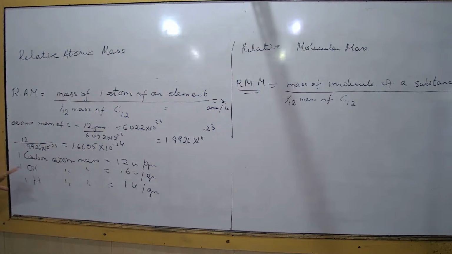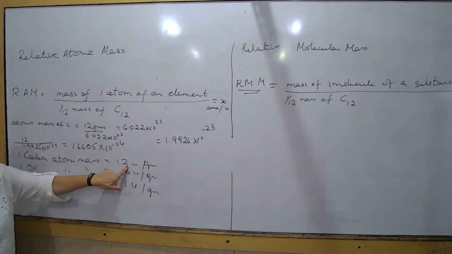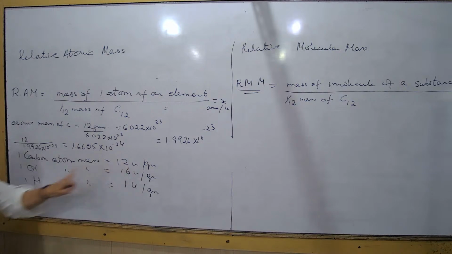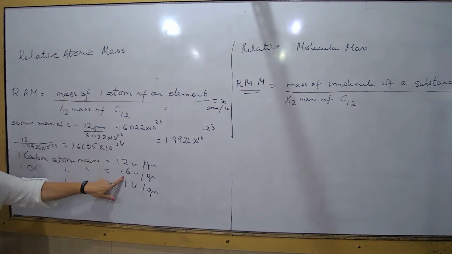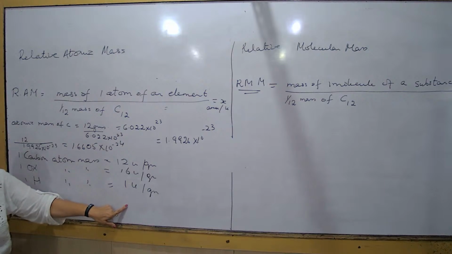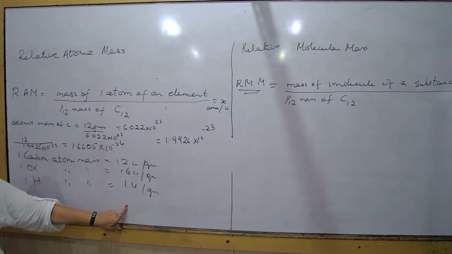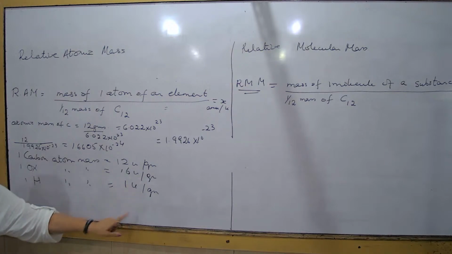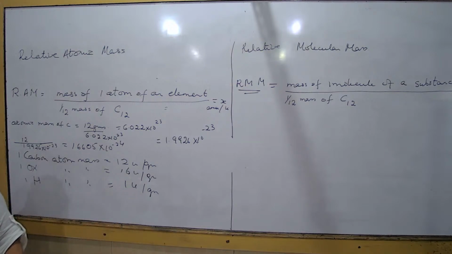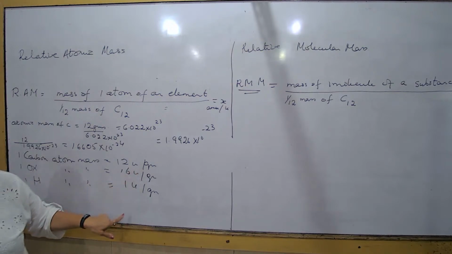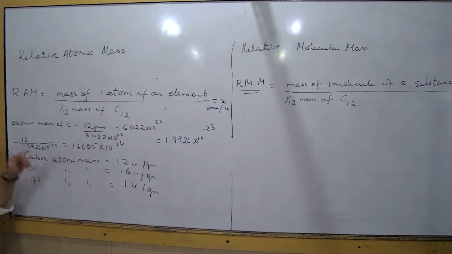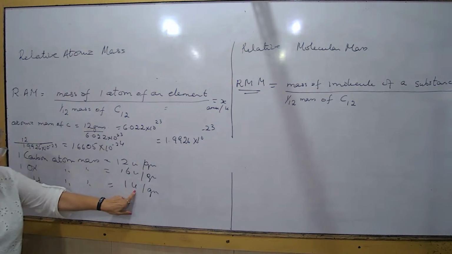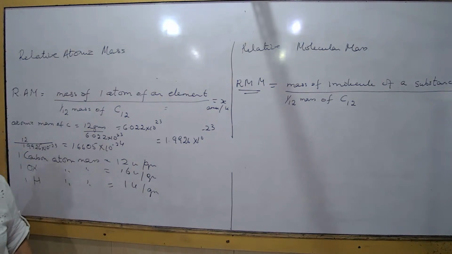So the mass here is 12U. The mass here is 16U. The mass here is 1U. If I say, give it to me in grams, just put grams. The value will not change. Okay? Now, only the unit is changing. Now, what is the value of this U in grams? Value of U in grams is given to you here.